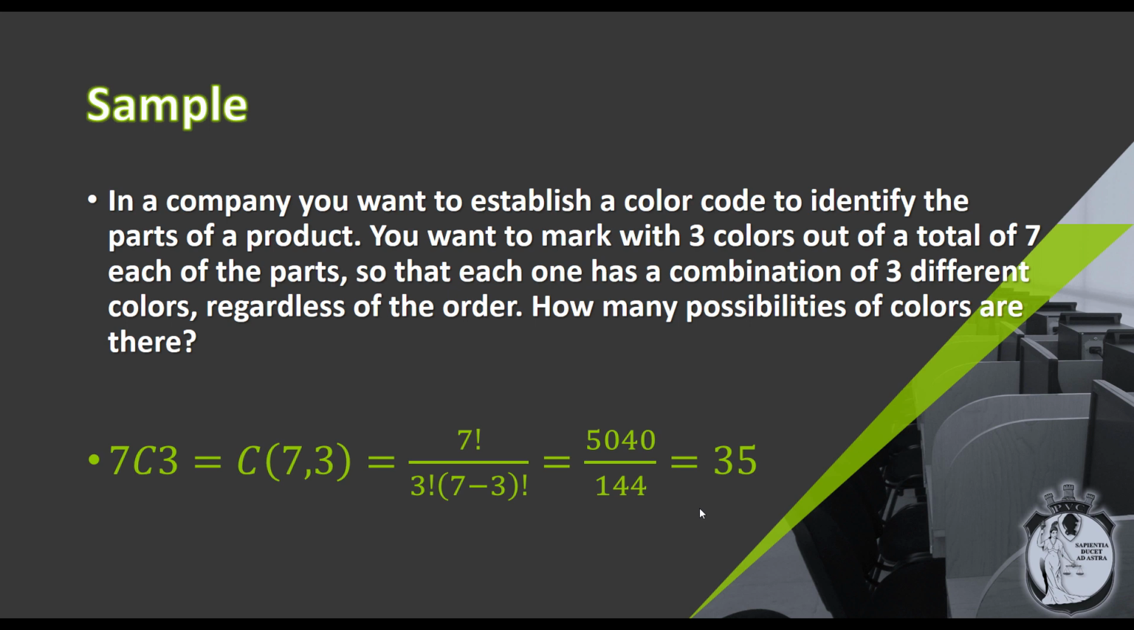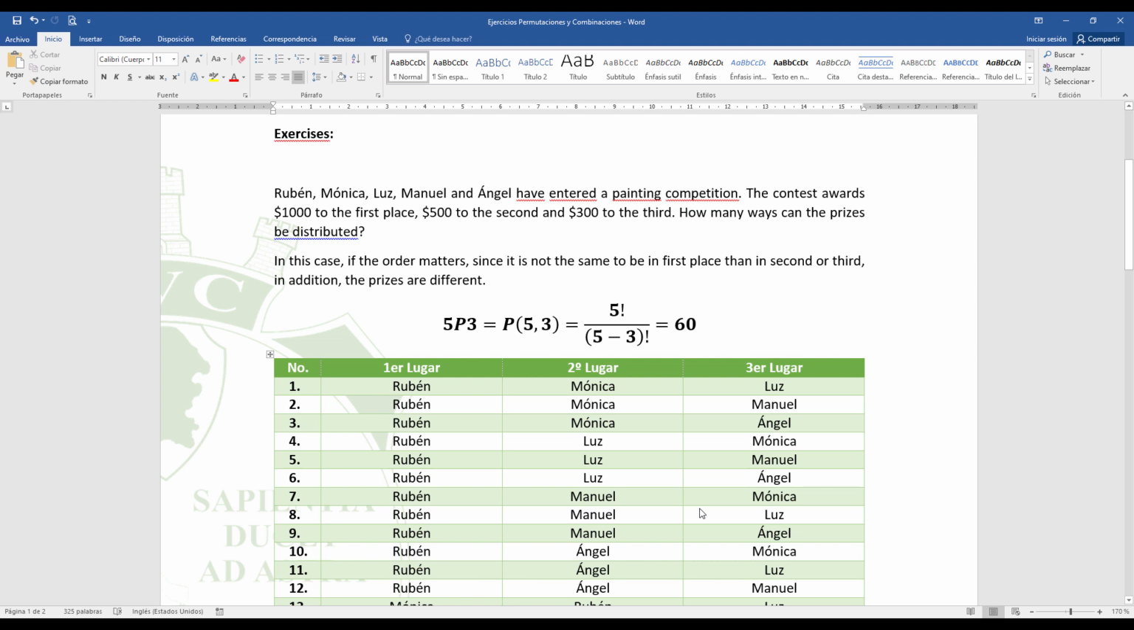Okay, now we will see the homework that you will send me. This is the first exercise. Monica, Luz, Manuel, and Angel have entered a painting competition. The contest awards are 1,000 for first place, 500 for second, and 300 for the last one. How many ways can the prize be distributed?